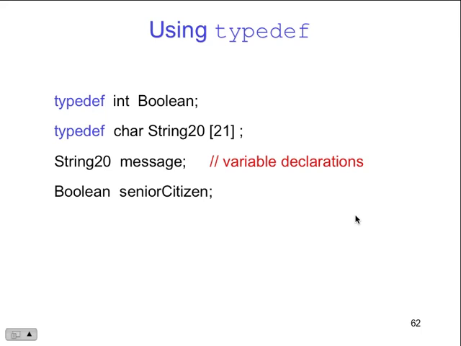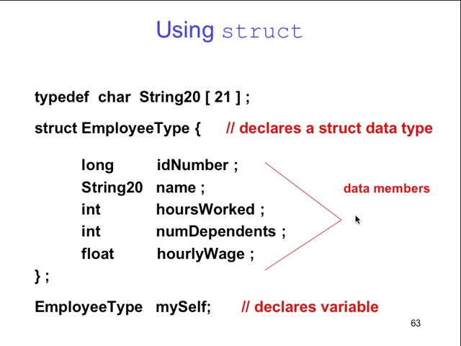Wow, C++ has advanced. Now we have Boolean as a data type. Causes confusion.